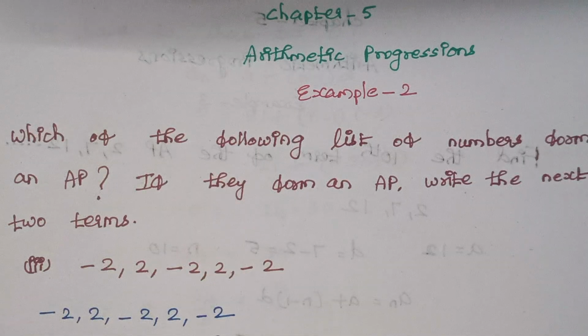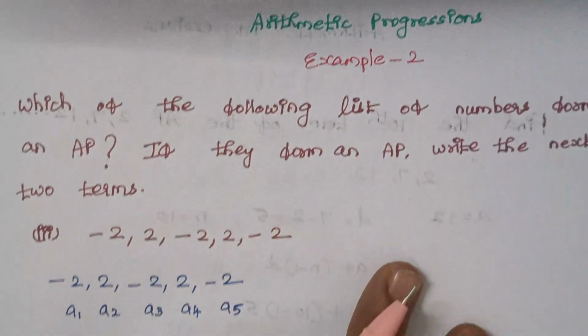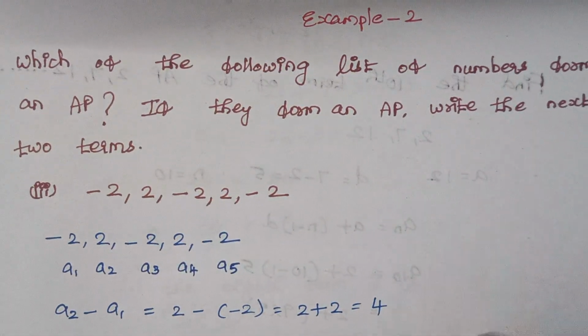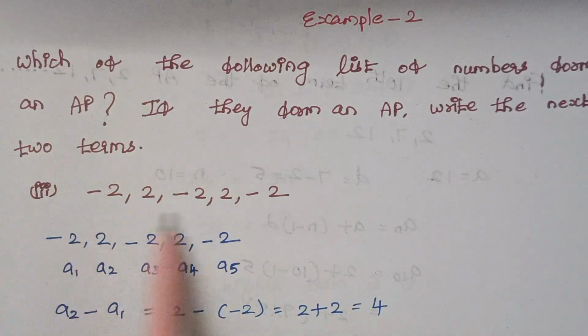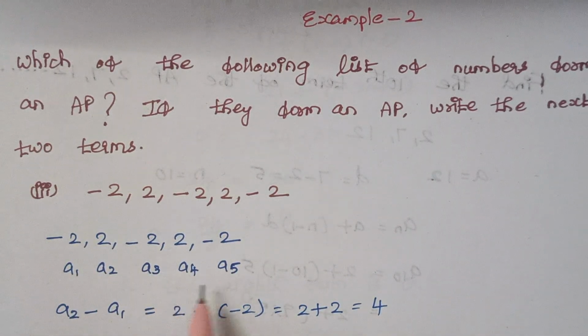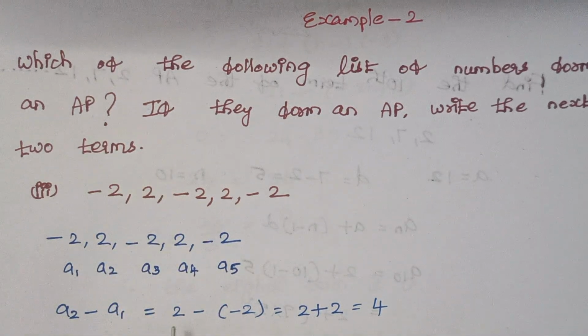Now, in the same example 2, we are going to discuss problems 3 and 4. So here again the same problem, right? So -2, 2, -2, 2 and -2. Again name them as A1, A2, A3, A4, A5, and the difference is 2 minus of -2. So here it is 2 minus into minus is plus, so 2 plus 2 is 4.